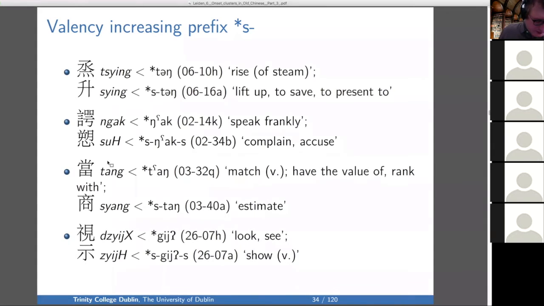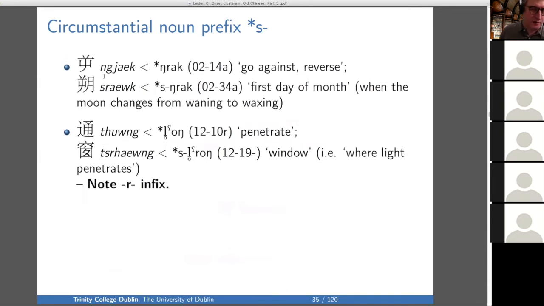Then we have tongue, to match or have a value or rank with, and stang, to estimate, so to determine the value of. Gi, to look, and ski, to show. Okay, good, nice. Now the circumstantial noun prefix S.